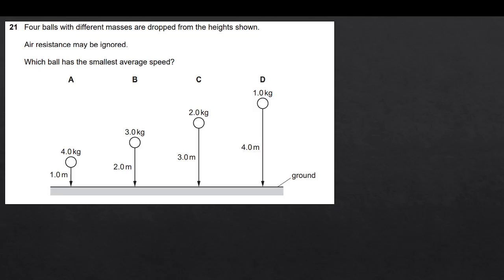So in this question we have to find the one which is having the lowest average speed, or the smallest average speed. So the smallest one will be this object which is falling from 1 meter height. So it's option A.